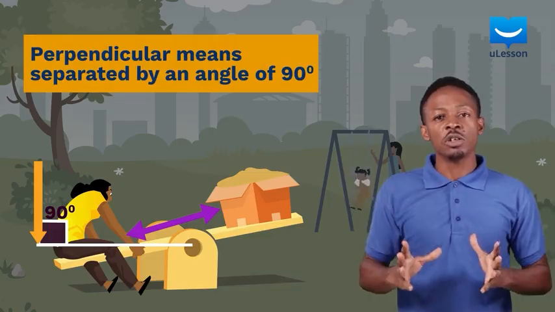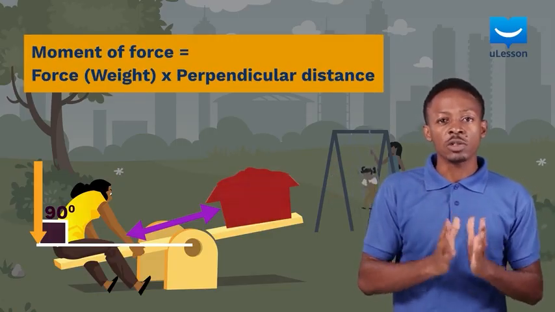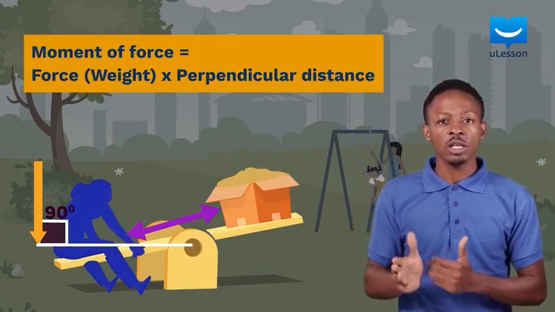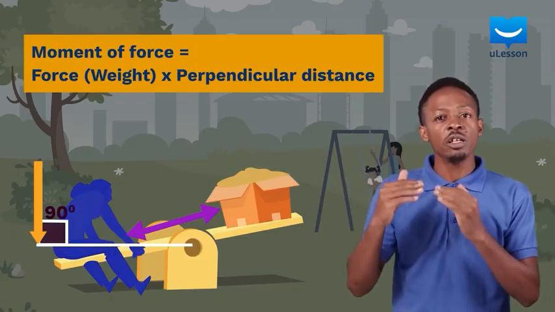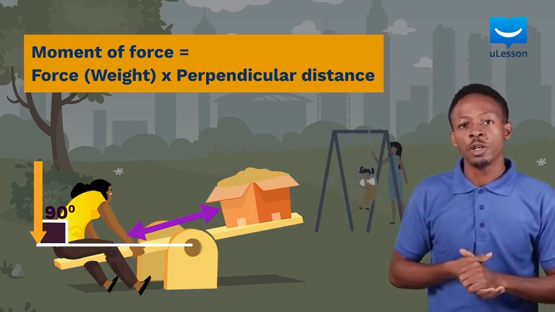From this illustration, we can see that the moment of the force you applied to the box of sand is the product of the force you applied, which is your weight, by the perpendicular distance between you and the box of sand. So let's summarize what we have learned.